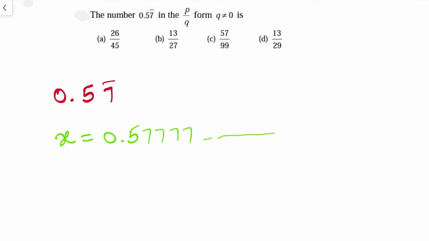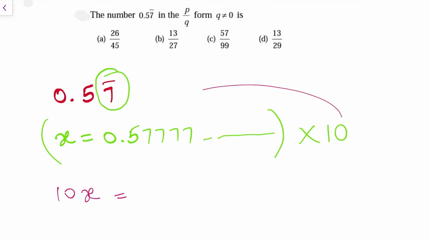Next, here how many digits are being repeated? Here only one digit is repeated. So that's why this total equation we need to multiply with 10. If 2 digits are repeated, then 100. If 3 digits are repeated, then 1000. If 4 digits are repeated, then 10,000. Like that we need to multiply. So now let us check what happens. 10x equals 10 into 0.57777 and so on. If you are multiplying a decimal with 10, 100, 1000, how many zeros are there? 1 zero is there, so the decimal will move 1 digit towards the right side. Then it will become 5.777 and so on.